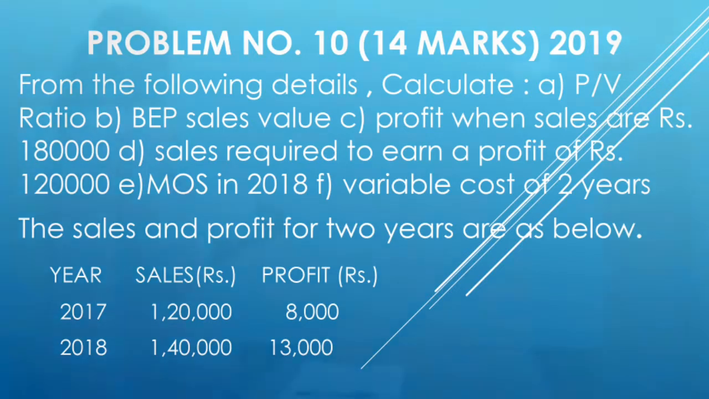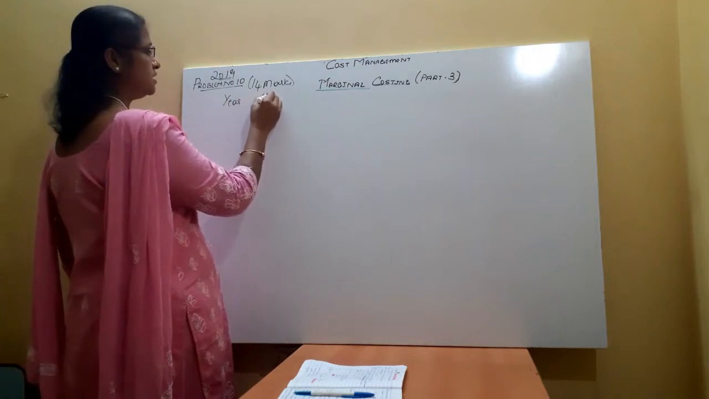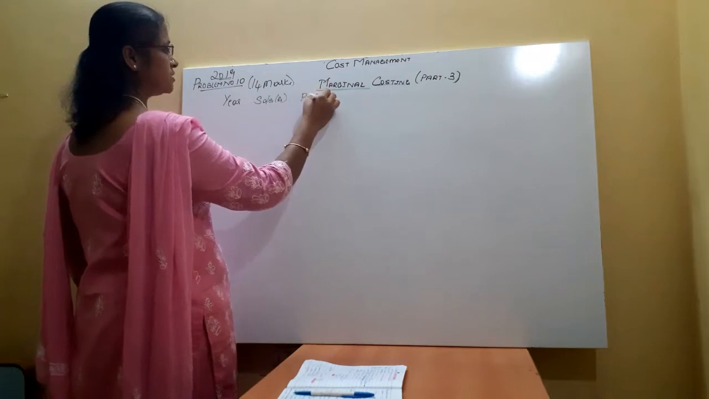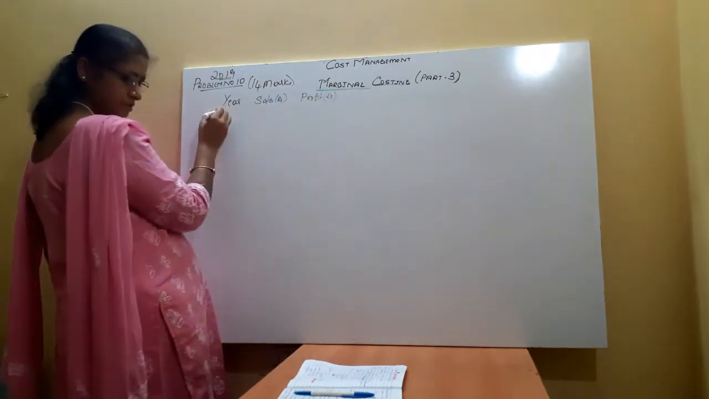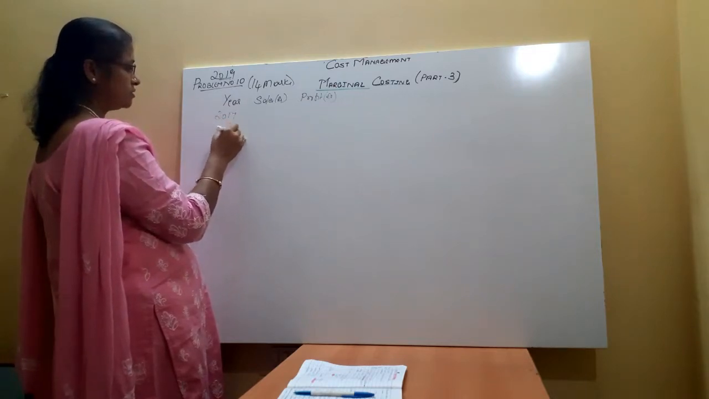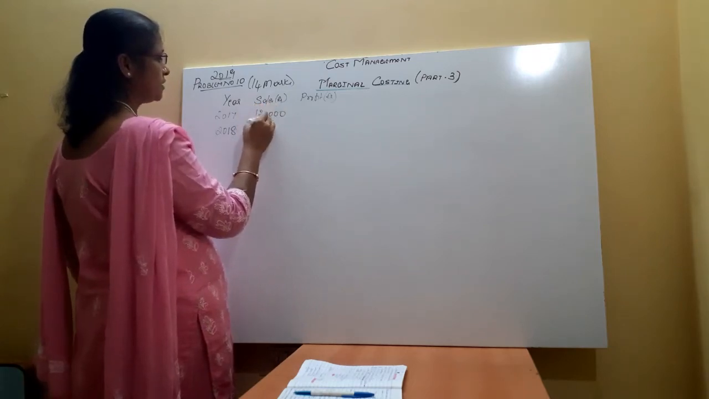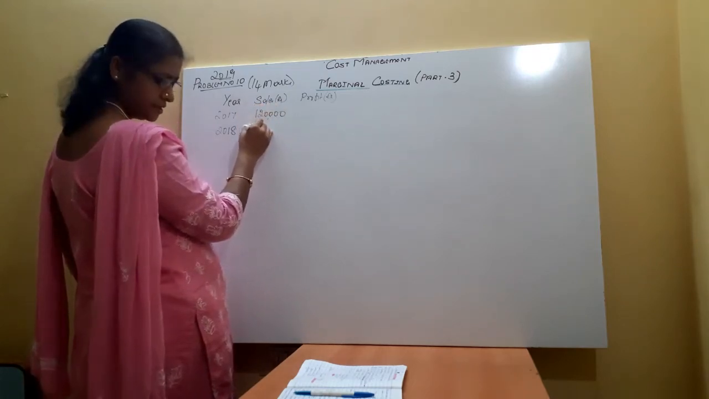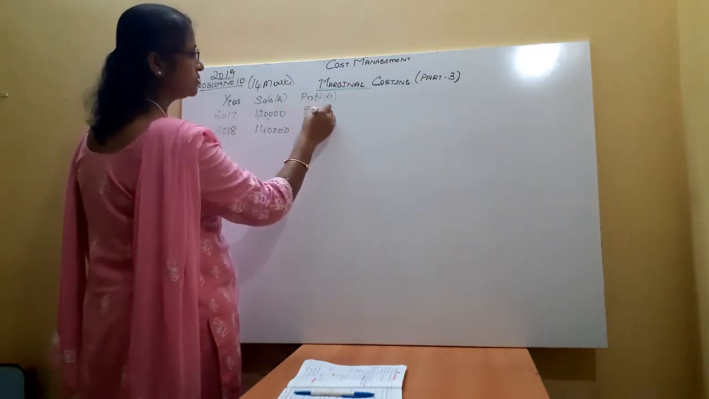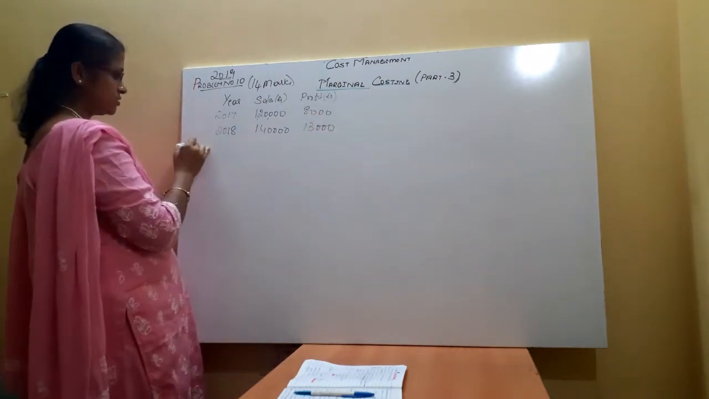So what is the information given to us? The information given to us is the year, sales in rupees, and also profit in rupees. Okay, so here they have given it as 2017 and 2018. So in 2017 the sales is 1,20,000 and 1,40,000. Profit is 8,000 and 13,000. So with this information, they have asked us to calculate.